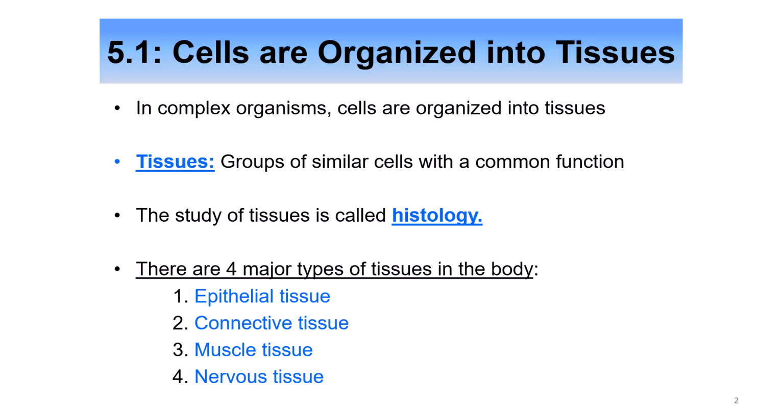Chapter 5 is about epithelial, connective, muscle, and nervous tissues. A tissue is just made up of many cells that look similar and carry out similar functions. Here are the different types of tissues: epithelial, connective, muscle, and nervous.